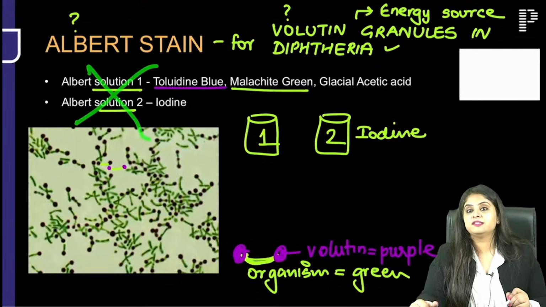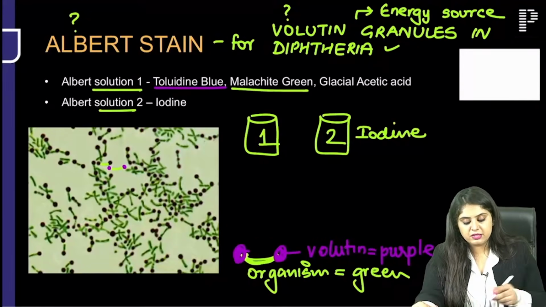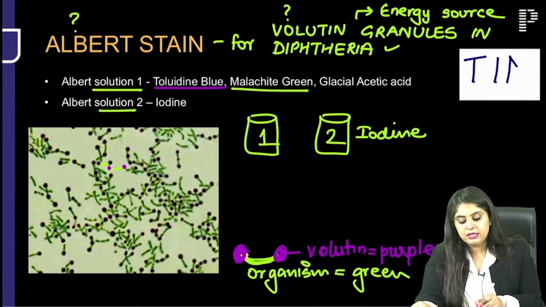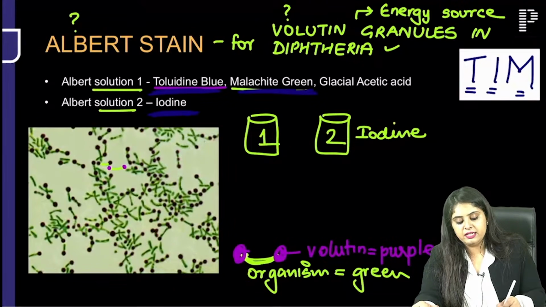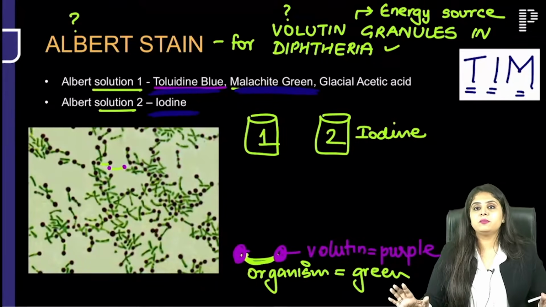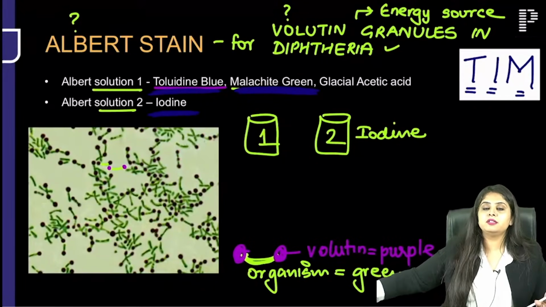They will not ask you like this. They will give you the name of 3 chemicals, that is toluidine blue, iodine and malachite green. They will say solutions are not made. These are 3 separate chemicals.